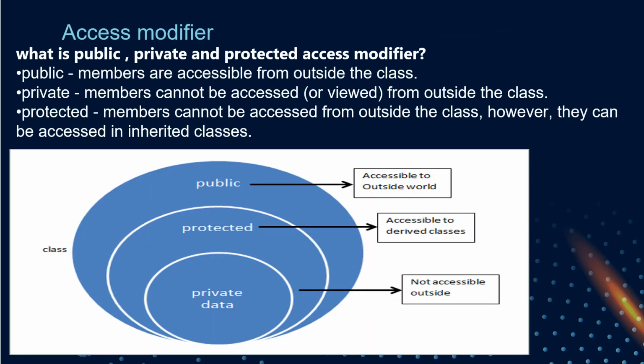And here is the access modifier. Basically, access modifiers have three types: public, private and protected. Public members are accessible from outside the class. Private members cannot be accessed or viewed from outside the class. Protected members cannot be accessed from outside the class, however they can be accessed in inherited classes. You can also see this from this figure: a class with public, protected and private.